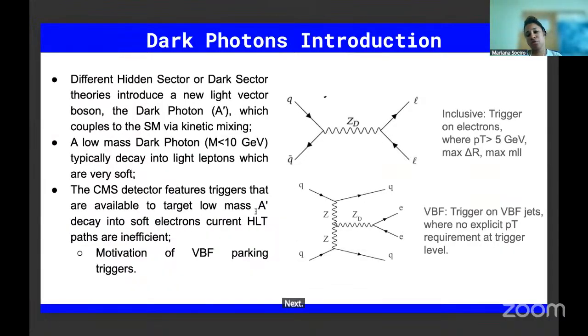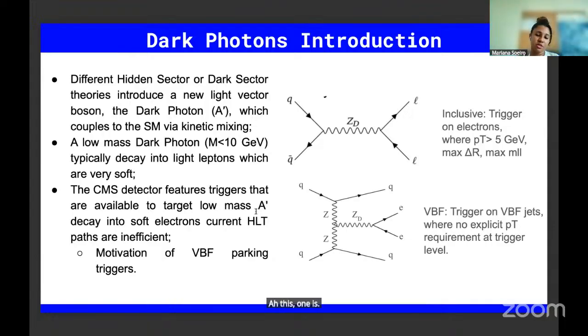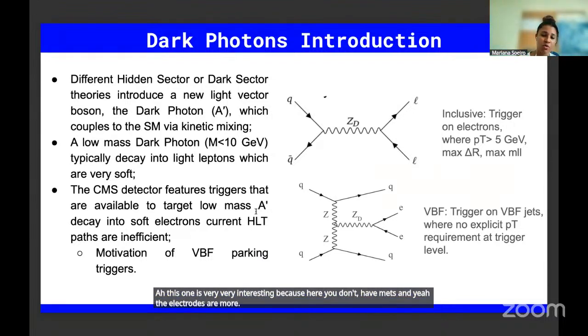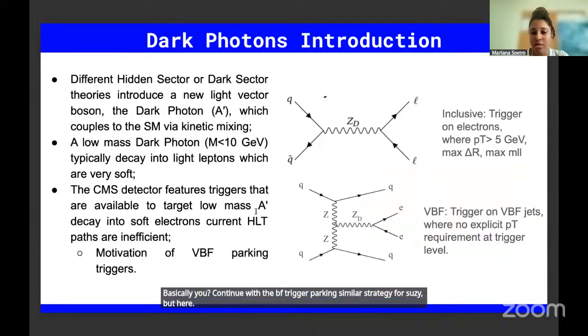The next slide is about the dark photon analysis. We have a similar strategy considering inclusive and VBF. This one is very interesting because here we don't have MET, and the electrons are more free, to understand how low we can go in PT and how the electrons can be identified at the CMS experiment. Basically, you continue with the VBF trigger, parking, a similar strategy to SUSY, but here we don't study MET, and that's the main advantage of this analysis.